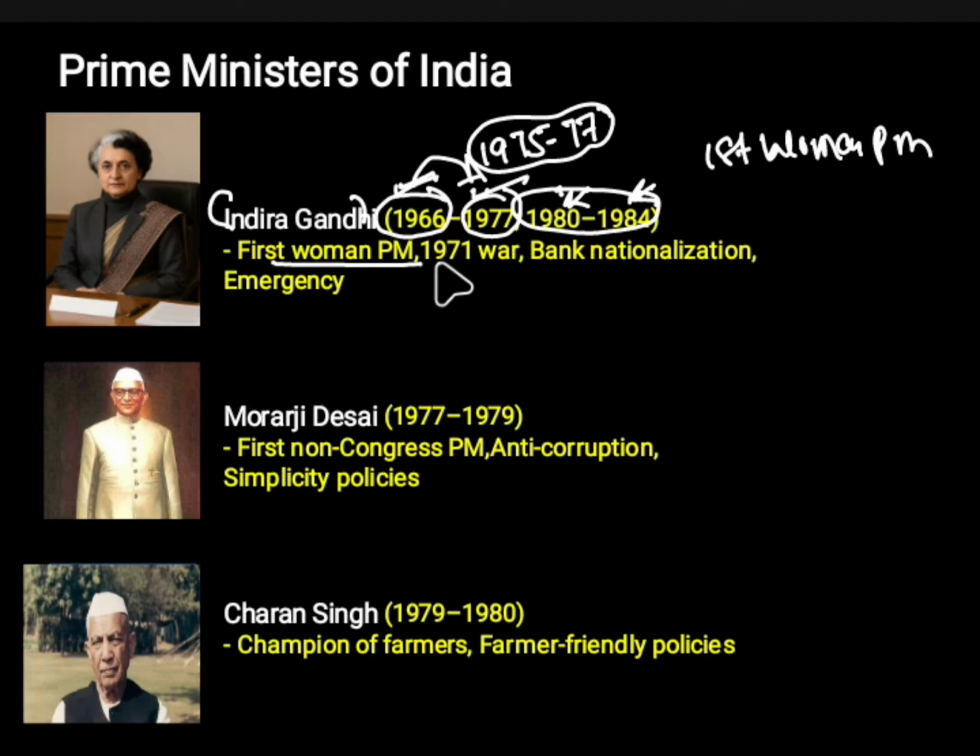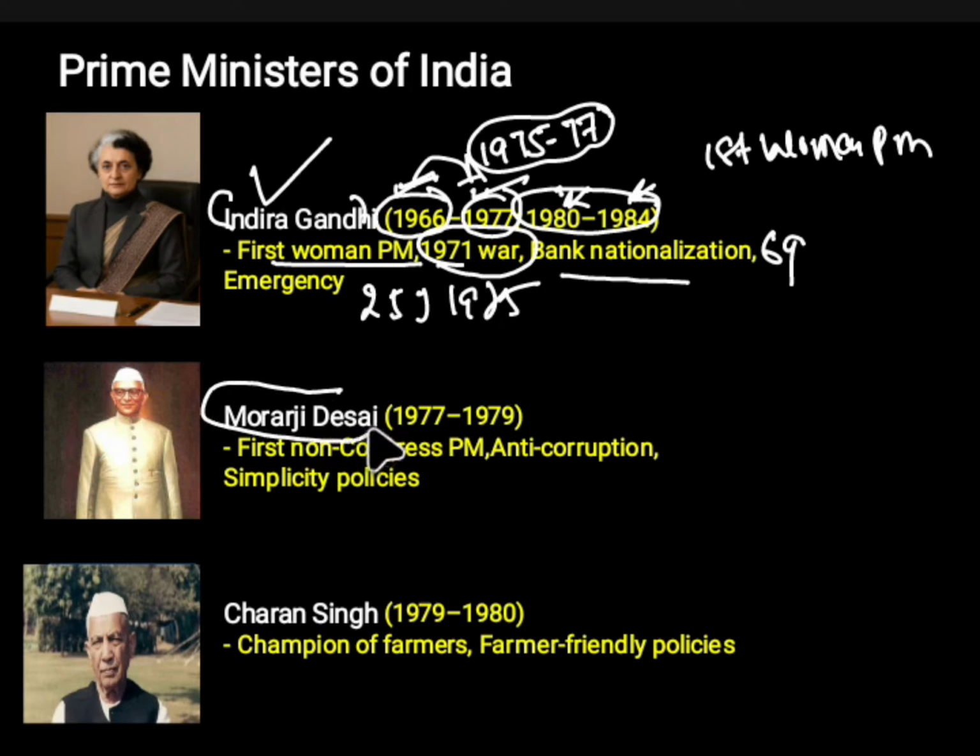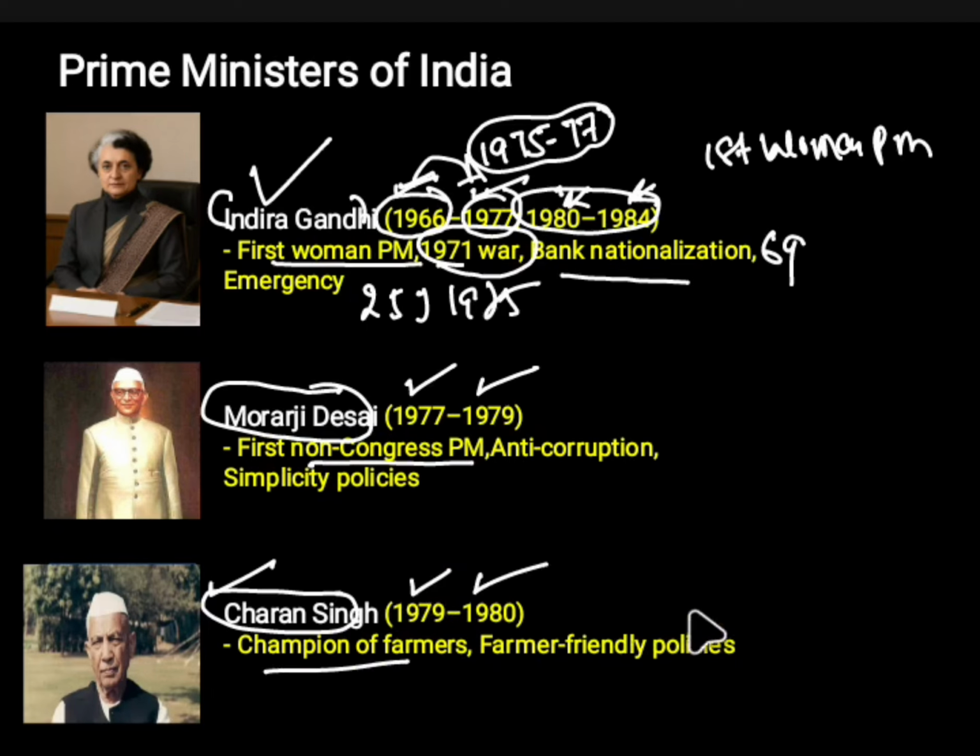During her term, the Indo-Pak War happened, the 1971 war, bank nationalization happened in 1969, and emergency was imposed on 25th June 1975. So the fourth Prime Minister of India, Indira Gandhi, first woman Prime Minister. And next PM, Morarji Desai, 1977 to 1979, the first non-Congress PM. And next Prime Minister, Charan Singh, served as Indian Prime Minister from 1979 to 1980. So farmer-friendly policies were initiated by Charan Singh.